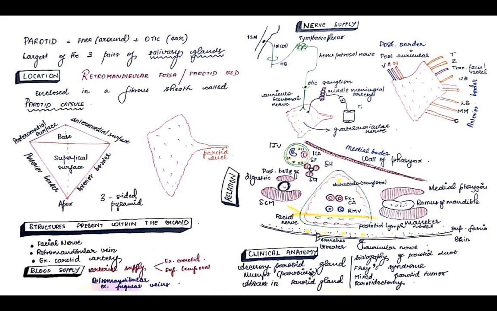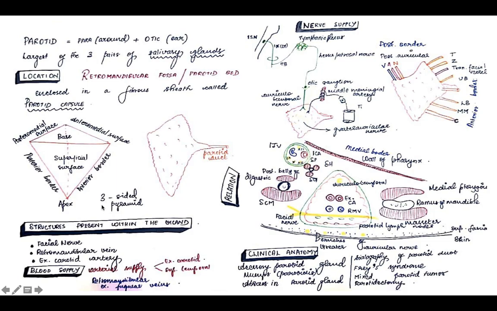Now the parotid gland, so that it will be easy for you guys to present the answer in the exam. As the name says, parotid gland: para means around and otic means ear. It is the largest of the three pairs of salivary glands. Where exactly is this located? It is located in the retromandibular fossa or the parotid bed, and is enclosed by a fibrous sheath called the parotid capsule. The external features of the parotid gland.